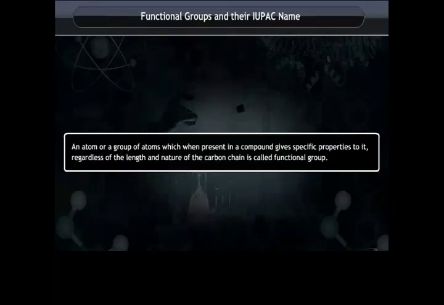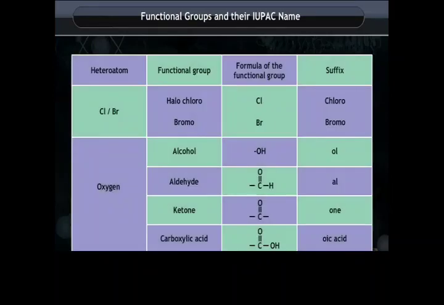Functional group. An atom or a group of atoms which, when present in a compound, gives specific properties to it regardless of the length and nature of the carbon chain is called a functional group. Let us look at some functional groups in a tabular form.